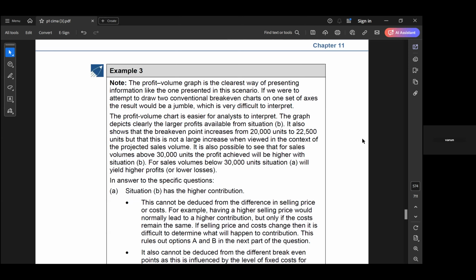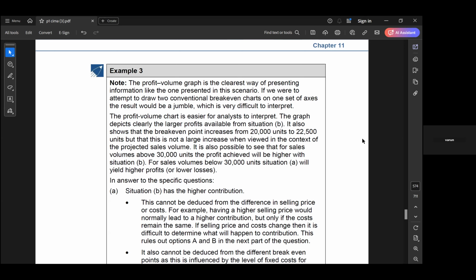Now, the graph depicts clearly the larger profit available from situation B. It also shows that the break-even point increases from 20 to 22,000, but this is not a large increase when viewed in the context of the projected sales volume. It's possible to see that for sales volume above 30,000, the profit actually will be higher in situation B. We saw that. For sales volume below, situation A would be better.